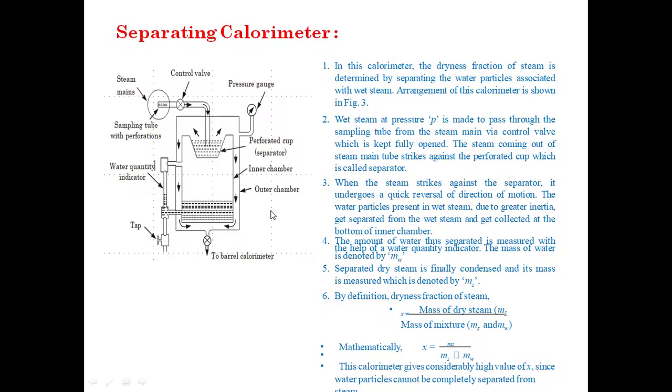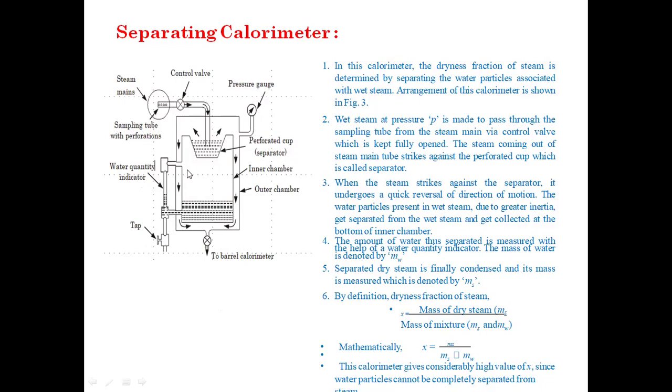This is the separating calorimeter. The main components of the separating calorimeter are the steam main, then the sampling tube with perforations and control valve, and this is the pressure gauge. Next, you have the water quantity indicator tap. See here, the perforated cup, inner chamber, outer chamber, and two-barrel calorimeter.